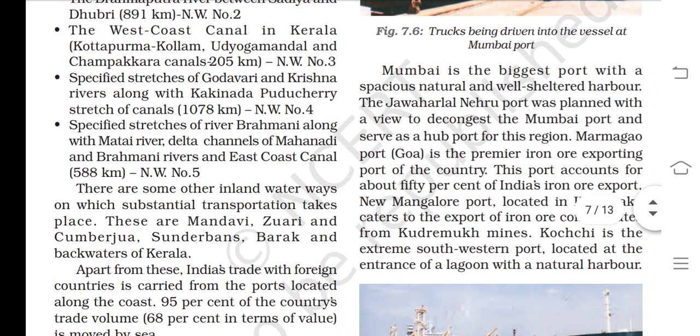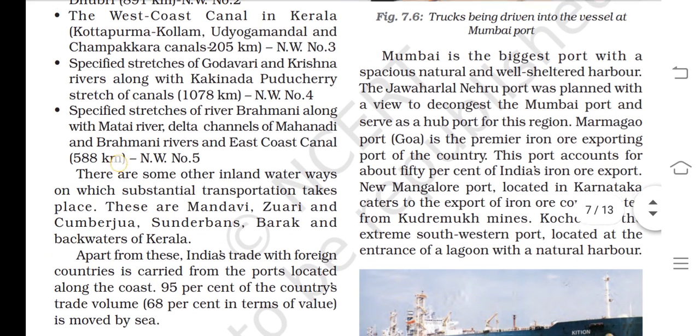There are some other inland waterways on which substantial transportation takes place. They are Mandvi, Zuari, Cumberjua, Sundarbans, Barak and backwaters of Kerala also. Apart from these national waterways, there are some inland waterways also.